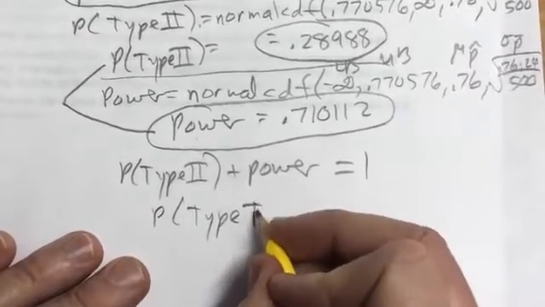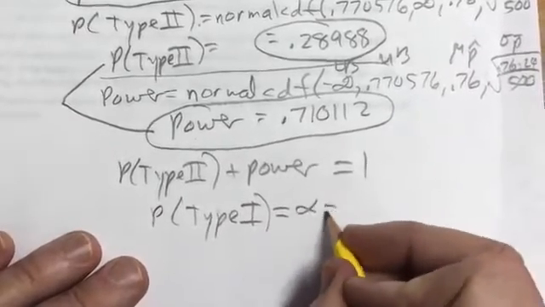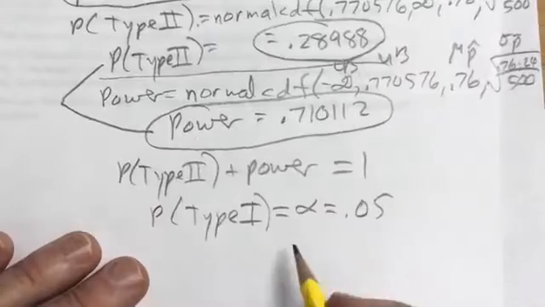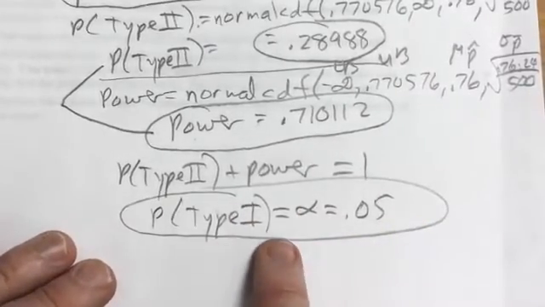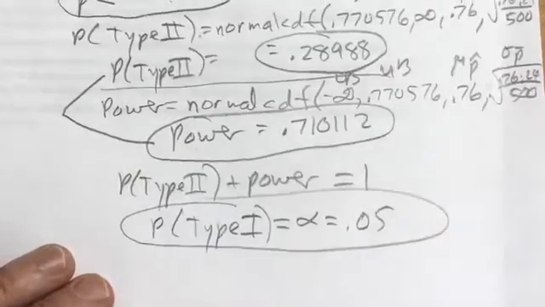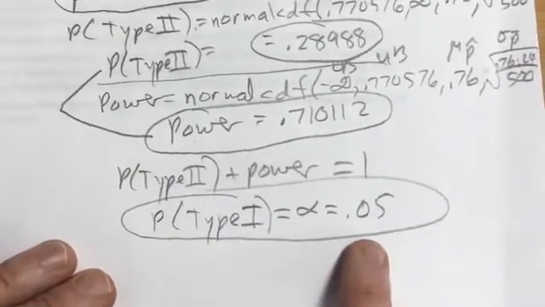Now, that's an easy problem. It is always equal to alpha, which in this case is 0.05. So please don't miss that problem. Whenever it asks what's the probability of type 1 error, you just look and see what the given alpha value is in the problem. And in this case it's 0.05.